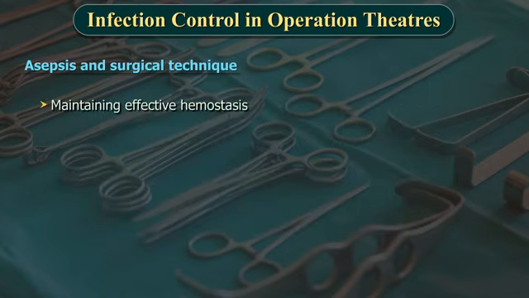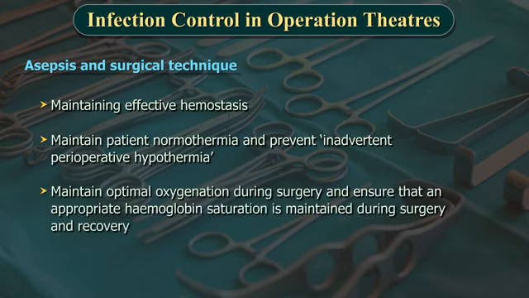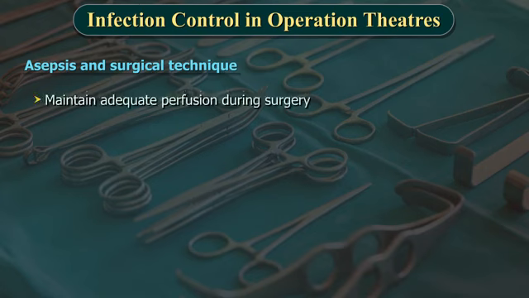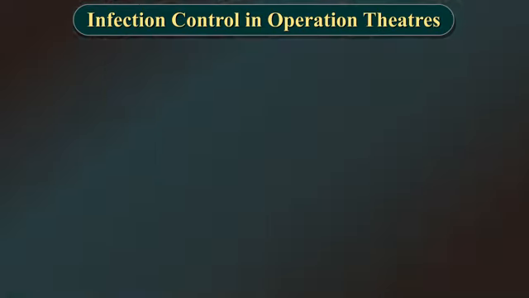Maintain patient normothermia and prevent inadvertent perioperative hypothermia. Maintain optimal oxygenation during surgery and ensure that an appropriate hemoglobin saturation is maintained during surgery and recovery. Maintain adequate perfusion during surgery. Do not use intraoperative skin re-disinfection or antimicrobials in abdominal surgery to reduce the risk of surgical site infection.